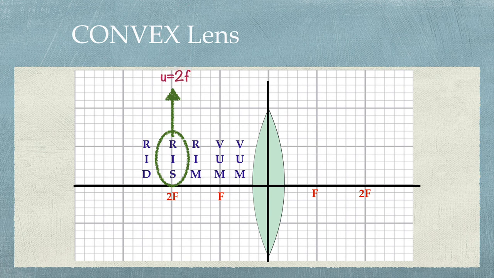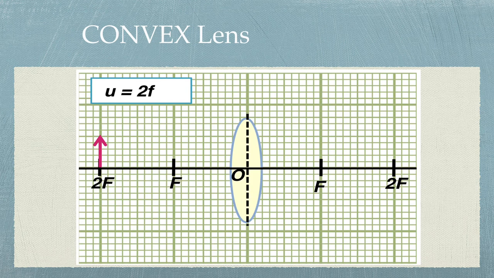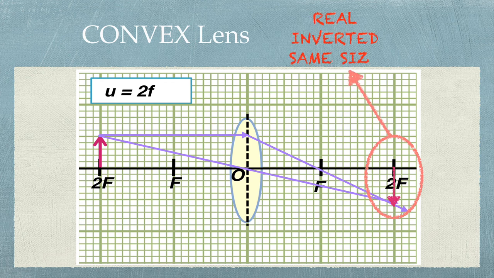When the object is at 2F, the image produced is the same size. Let's try and check. Yes, the image is real, inverted, and the same size as the object.